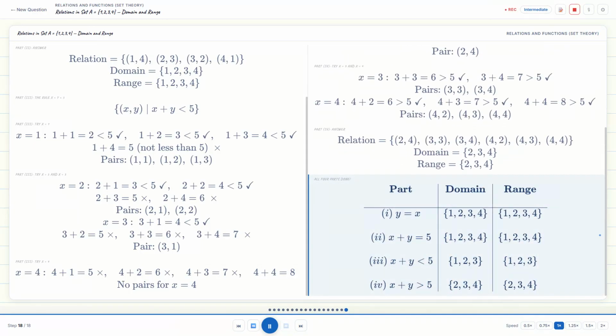Great job! Here is a nice table showing all 4 answers together. Notice that parts 1 and 2 use the full set, part 3 leaves out 4 and part 4 leaves out 1. You did amazing work.